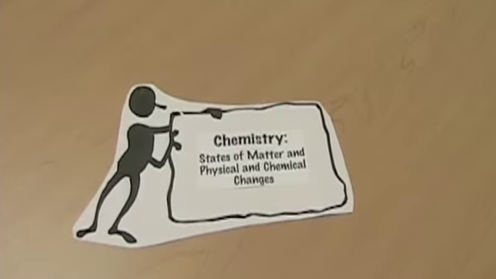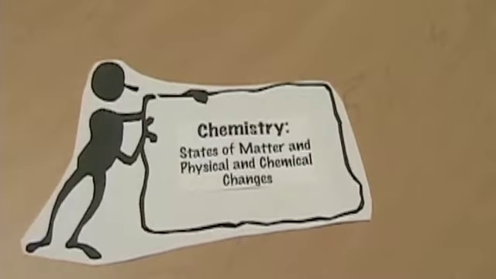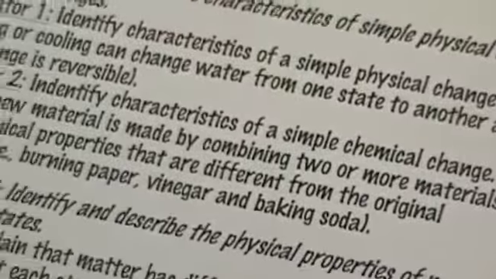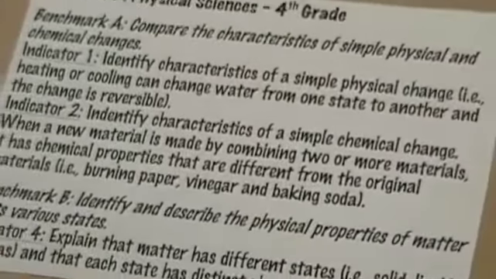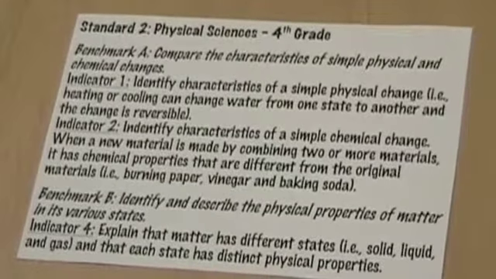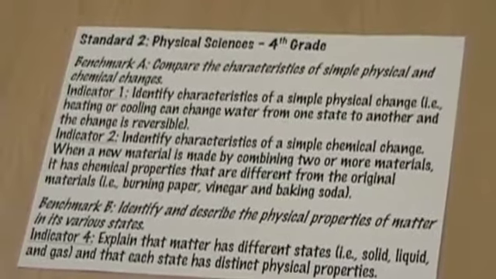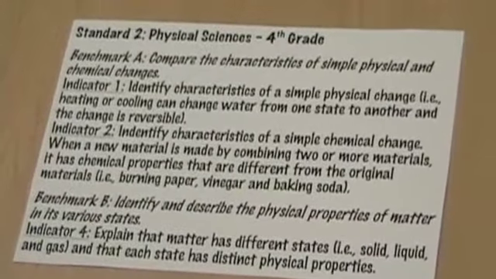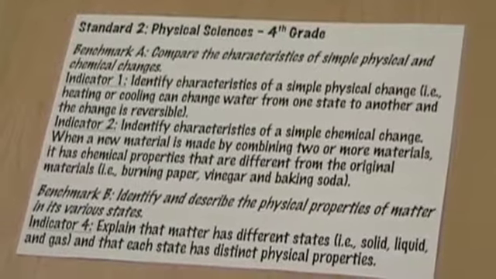Today we will be talking about chemistry, states of matter, and physical and chemical changes. These correspond with the 4th grade standards for physical sciences. Benchmark A, compare the characteristics of simple physical and chemical changes, and benchmark B, identify and describe the physical properties of matter in its various states. If you want to read all of the standards, feel free to pause the movie, read, and click play.